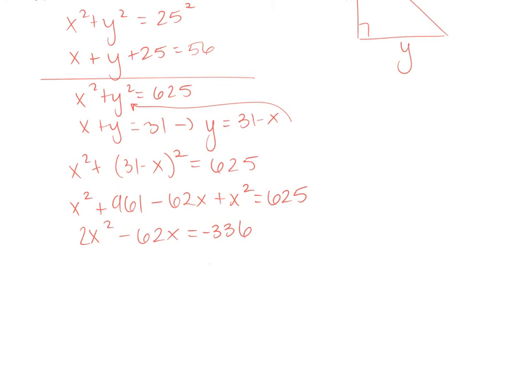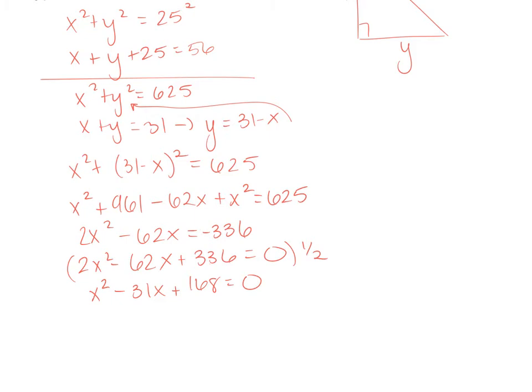I'm going to get the 336 back on the other side. Then I notice they all have a 2 in common, so I'm going to divide everything by 2 to get rid of it, so I can use simpler numbers. So I get x squared minus 31x plus 168 is equal to 0.